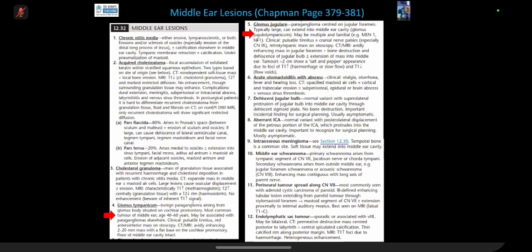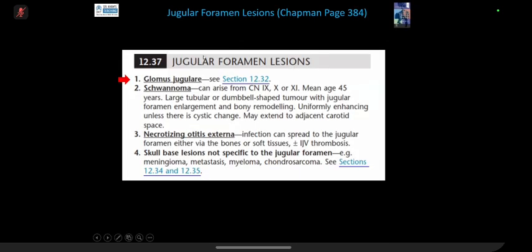Please remember that they are associated with various types of syndromes. So they can be familial, they can be bilateral, and they can be multiple. And interestingly, when they are in the adrenals, we call them pheochromocytomas. So the point is that you can get long cases. In your book, there is another differential, which is jugular foramen lesions. Glomus jugulare is one of them.